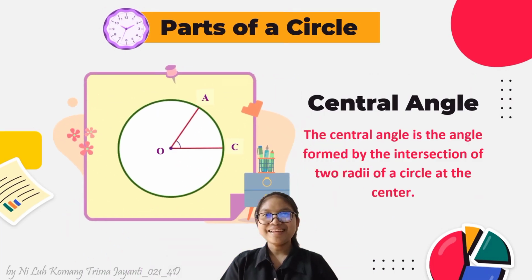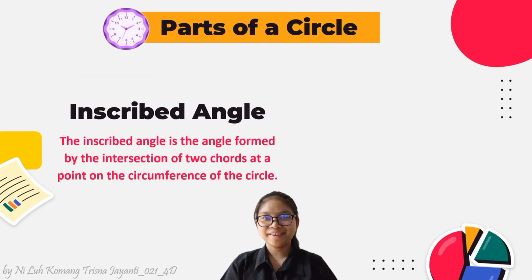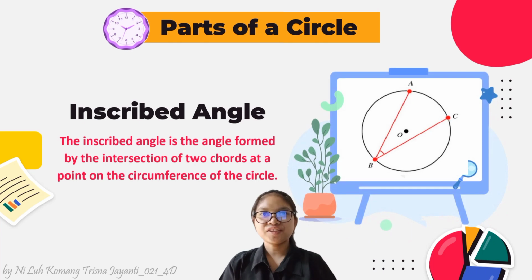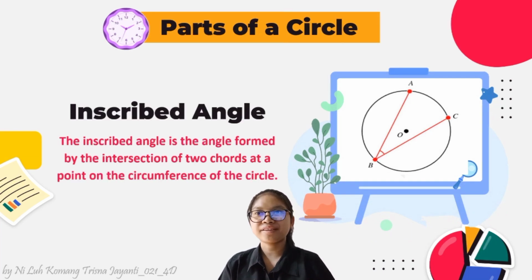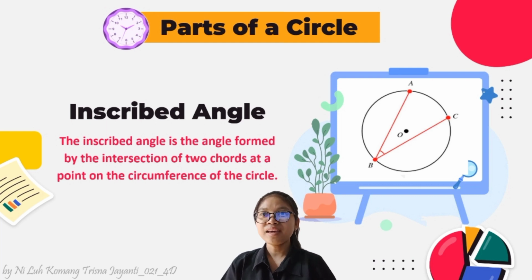Central angle. The central angle is the angle formed by the intersection of two radii of a circle at the center. For the picture, angle AOC is called central angle. Inscribed angle. The inscribed angle is the angle formed by the intersection of two chords at a point on the circumference of the circle. For the picture, angle ABC is called inscribed angle.